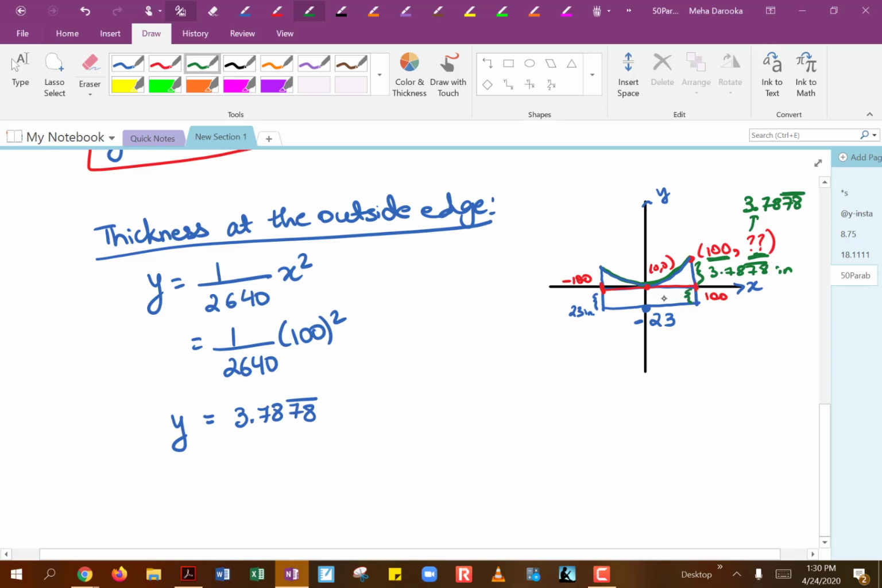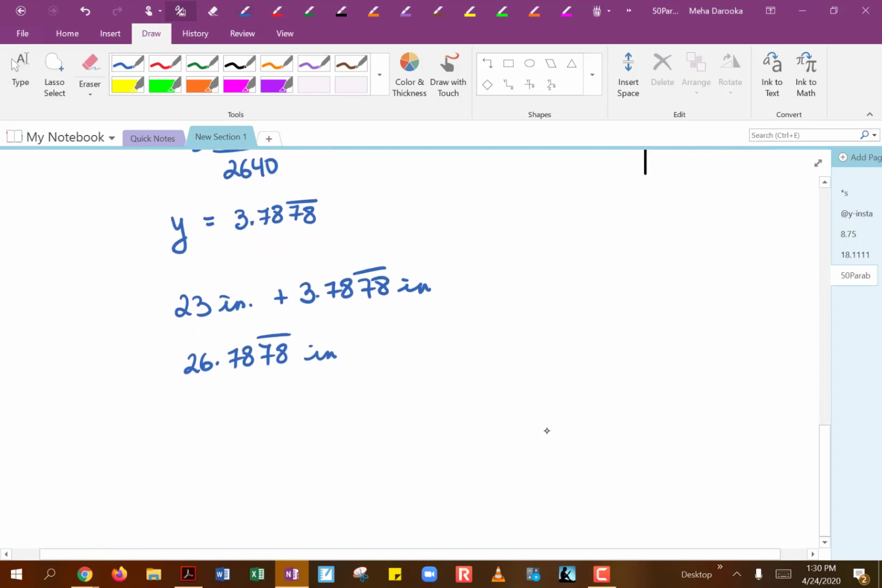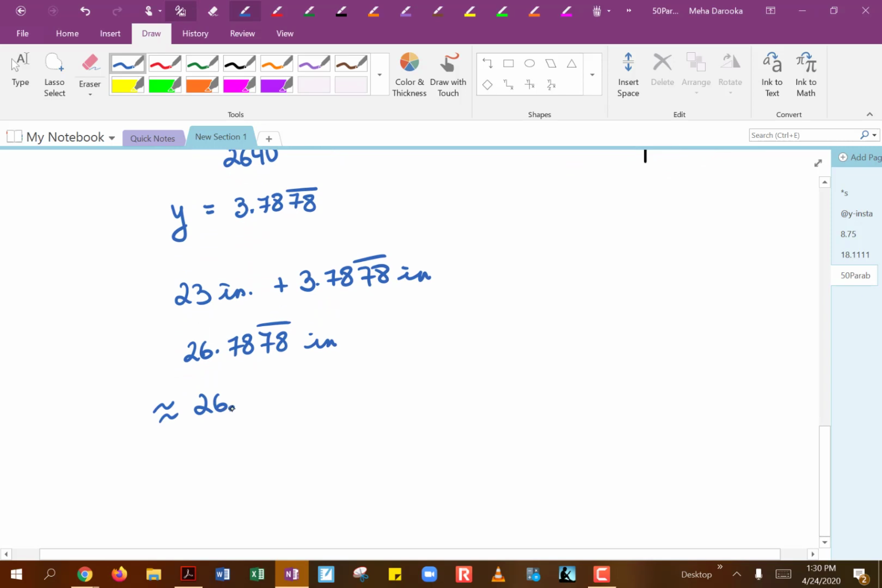So then we can add 23 inches with this 3.7878 repeating. That will come out to be 26.7878. And of course we don't want to keep it repeating, so let's round it to 1 decimal place, and this will come out to be 26.8 inches as the thickness at the outside edge.